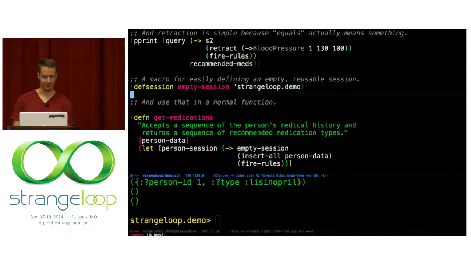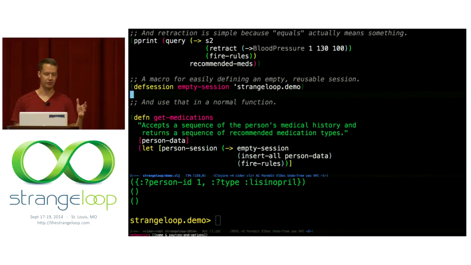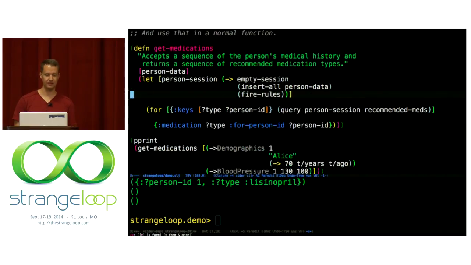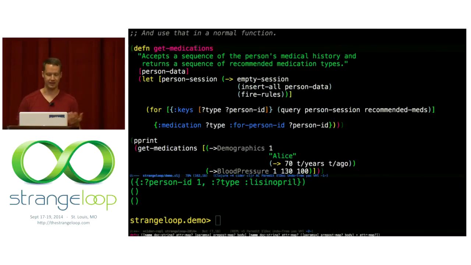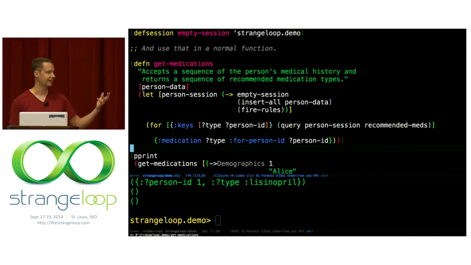And since things are immutable, a common pattern is that we can create a session with just our knowledge that's empty and then just reuse that. And we can reuse them as normal functions. So here's a normal Clojure function. It accepts a sequence of person data, which can be their medical history, and it returns their recommended medications. So a consumer of this function doesn't even need to know that it's using a rule engine at all. And so this is how we can participate in a larger ecosystem.